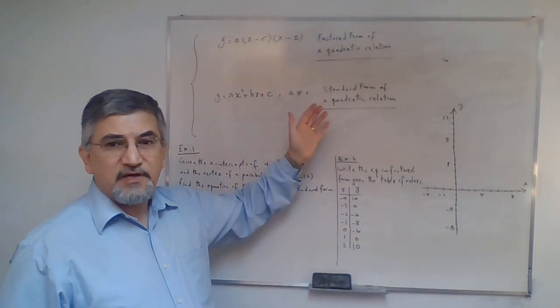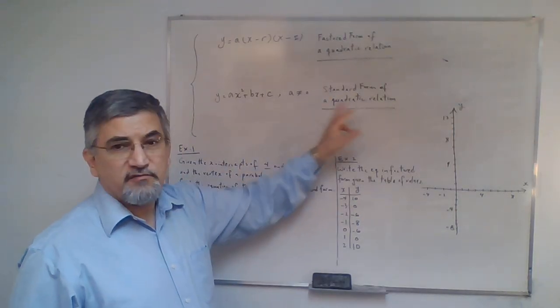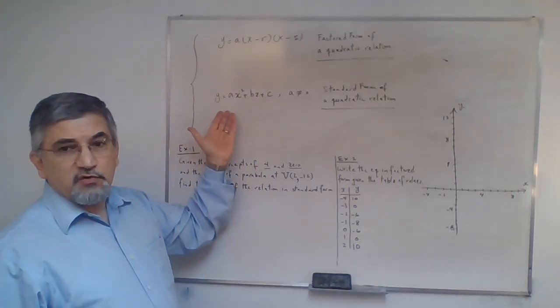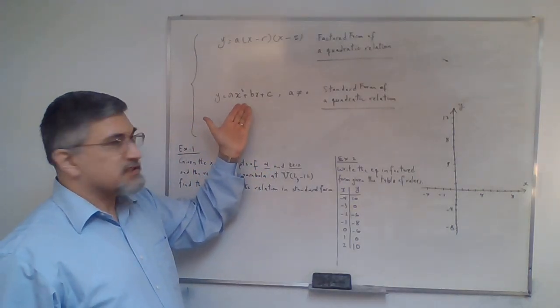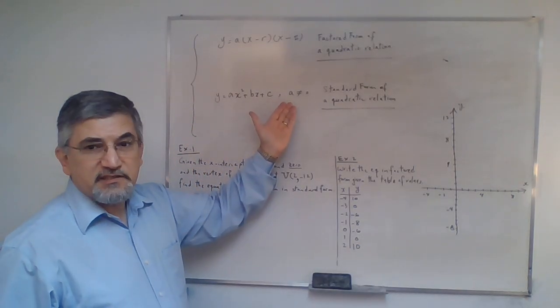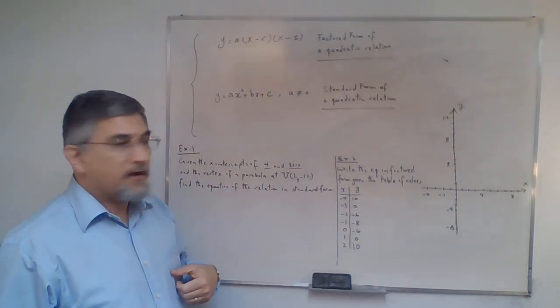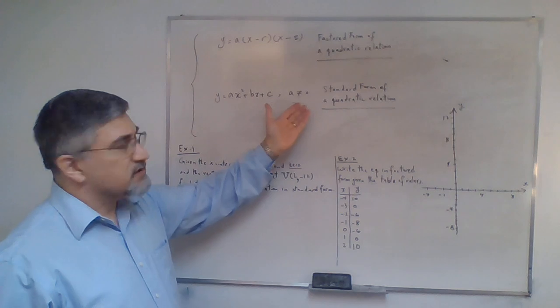I think by now you have learned about the standard form of a quadratic relation, which is the form where the equation is y equals ax squared plus bx plus c, and a cannot equal 0, of course. A, b, c are real numbers. And we call this standard form.